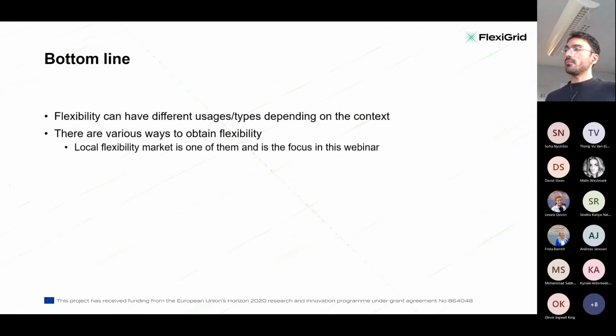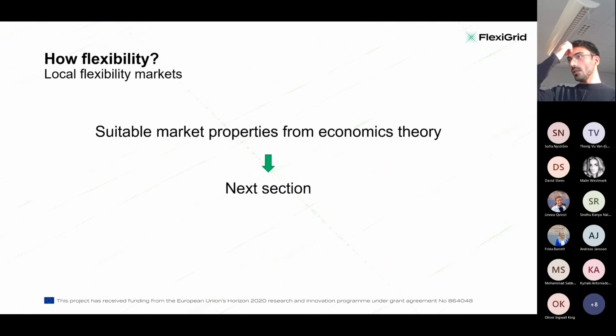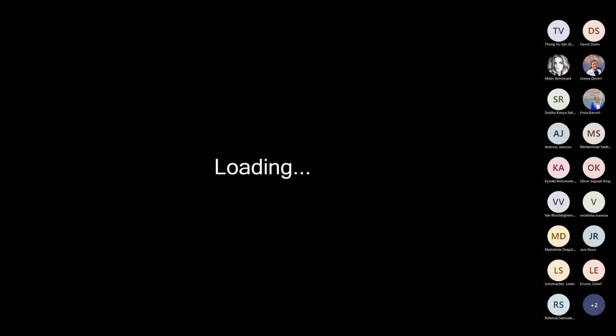flexibility can have different usages or different types depending on the context, which meeting we are participating in, which community, which forum we are participating in. And also, I wanted to highlight that there are various ways to obtain flexibility, and local flexibility markets are one of them. So today we will discuss more about that. So next part, I will hand over again to Sophia, talking about suitable market properties from economic theory.